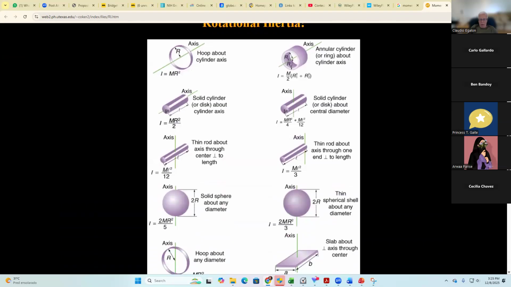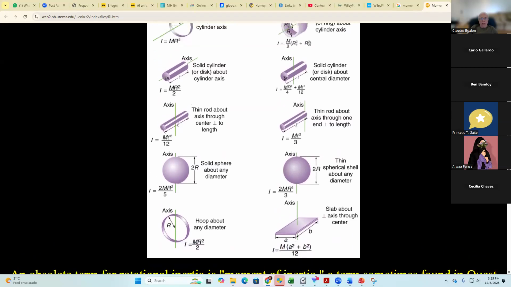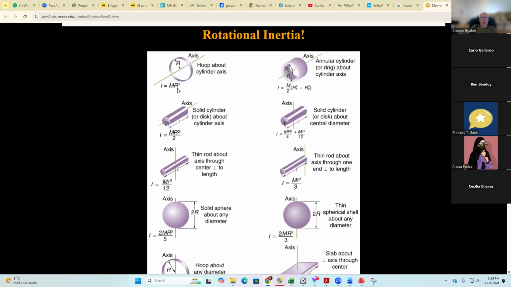Let's see if they have it here. Okay, that's the one we want. We want the axis passing through the edge of the ring. It doesn't have it here, but I'm going to tell you what it is. mr squared, right? Plus mr squared as well.